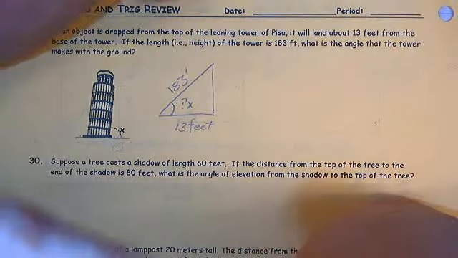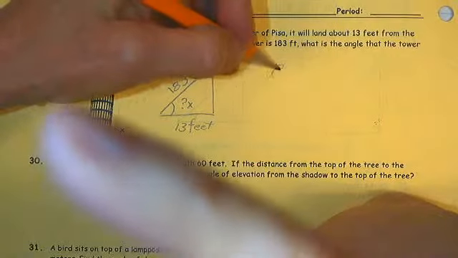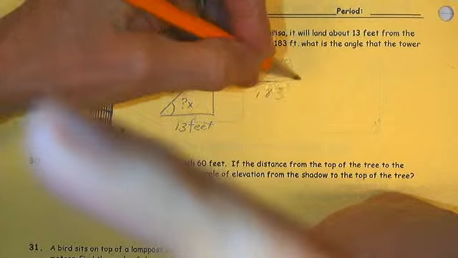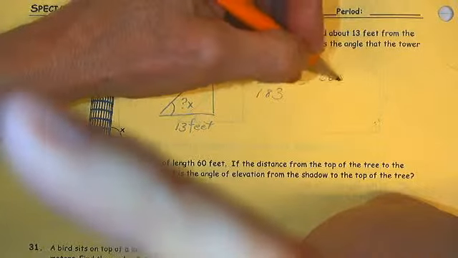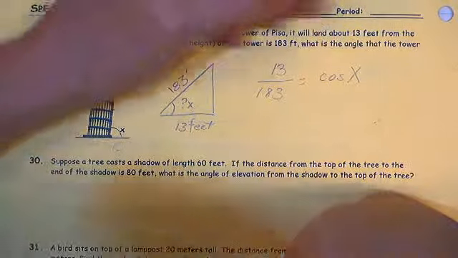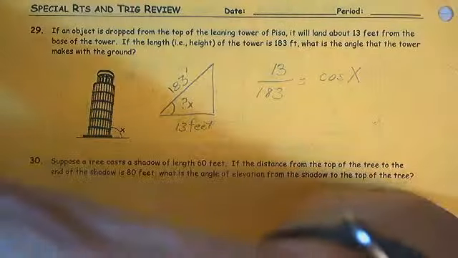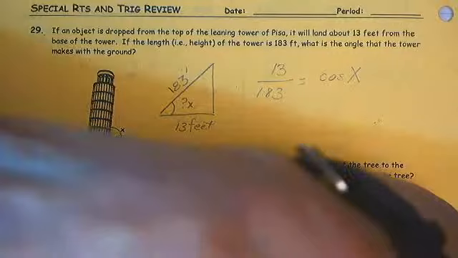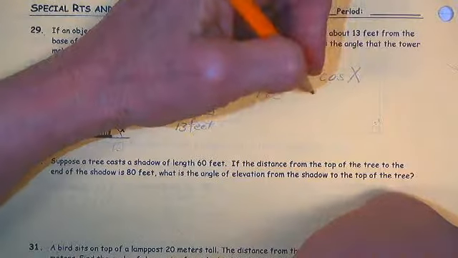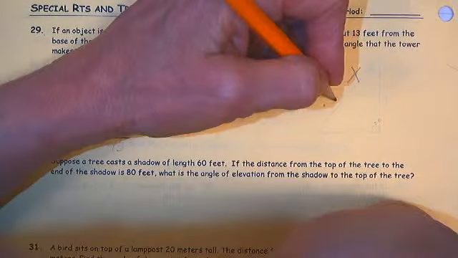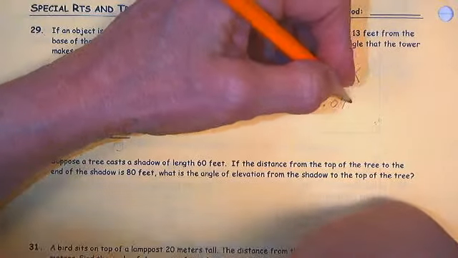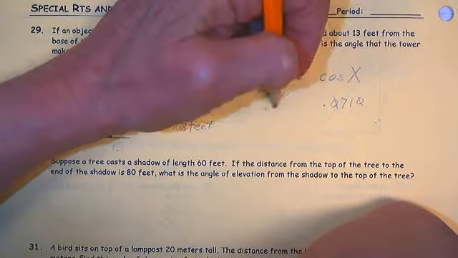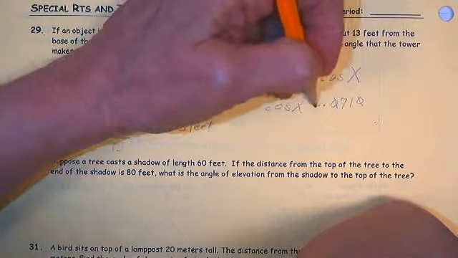So 13 over 183 equals the cosine of angle x. 13 divided by 183 is 0.0710. It's the cosine of x.